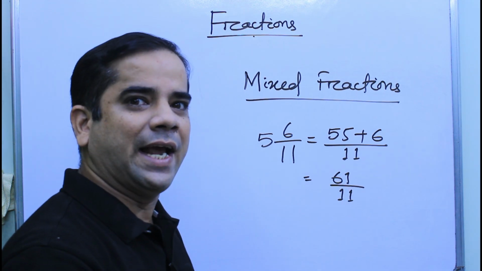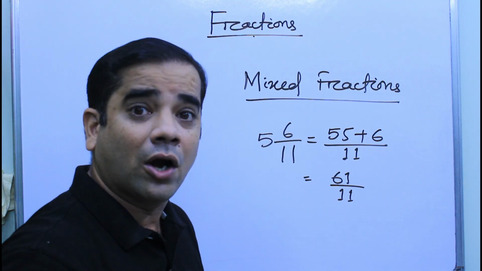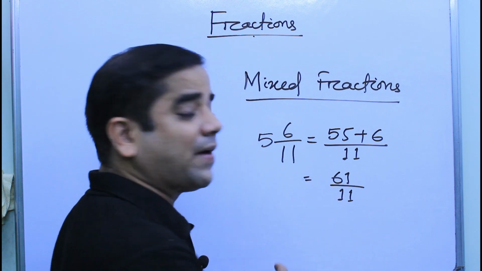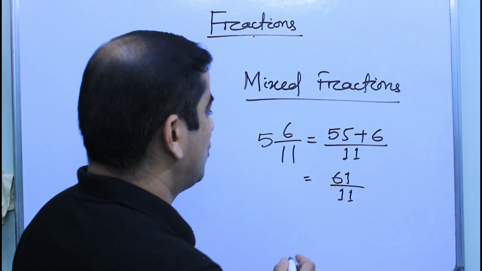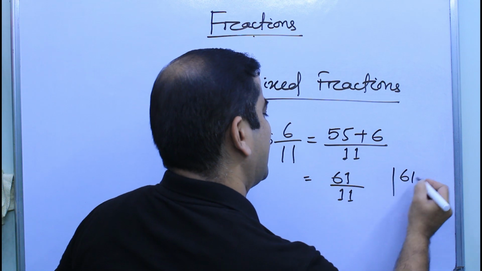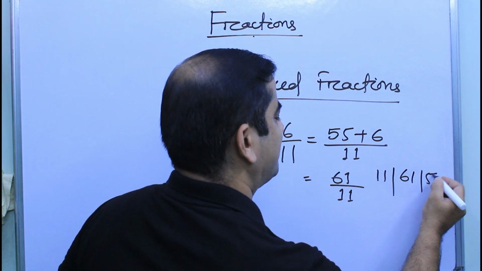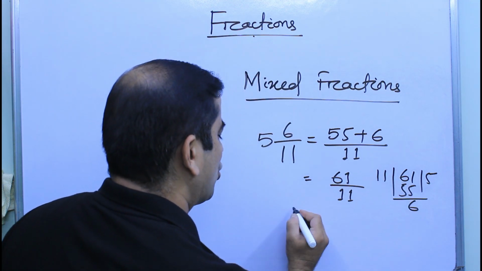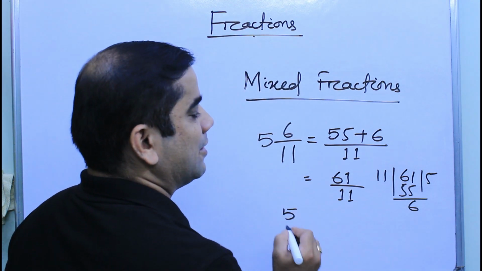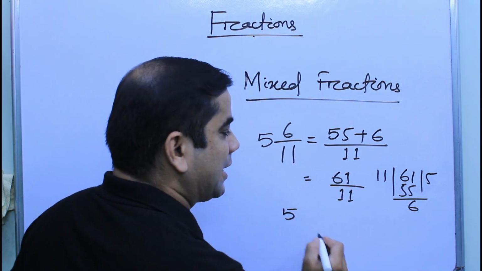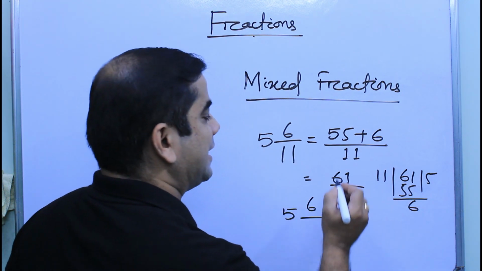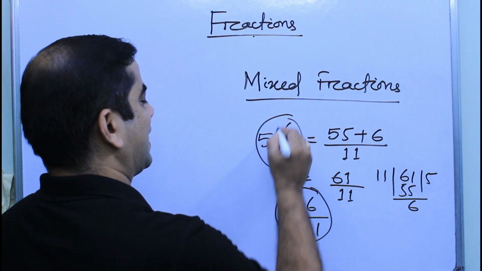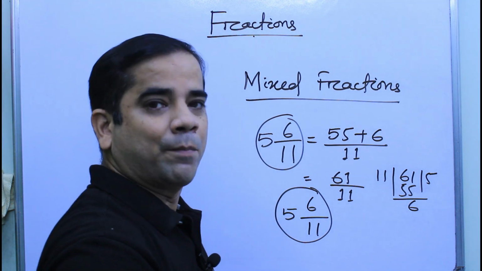Okay, so let us now check whether it is right or not. How to verify? Let us now verify by converting this improper fraction into mixed fraction. Okay, what to do now? 61 divided by 11. 11 5s are 55. Remainder is 6. So how to represent? Quotient, that is 5 whole. Then numerator will be the remainder 6. Divisor is 11. So 5 whole 6 by 11. That means we have done it properly.